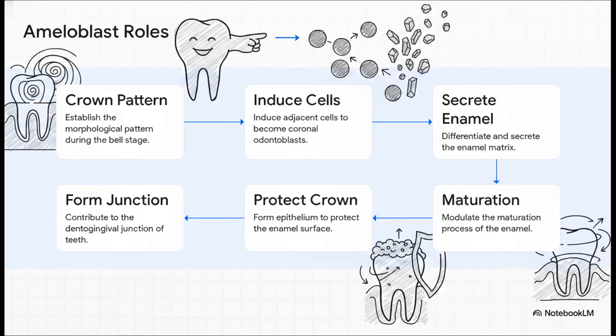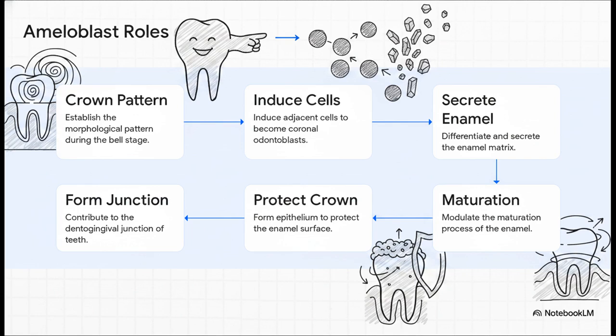Looking at the big picture here, these cells hold some massive responsibilities. They're literally multitasking marvels, performing 6 distinct jobs in sequence. First up, they establish the crown pattern during what's called the bell stage, so essentially laying out the architectural blueprint. Second, they act as cellular directors, inducing the adjacent cells to become coronal odontoblasts, which are the cells that build the dentin underneath. Third, they get to work on their signature job, secreting the actual enamel.